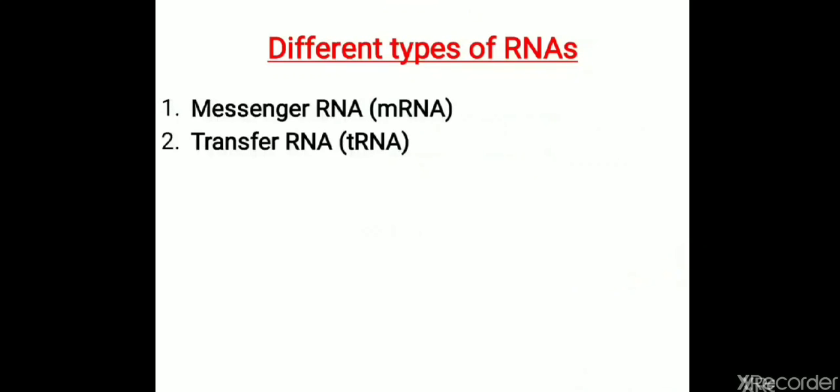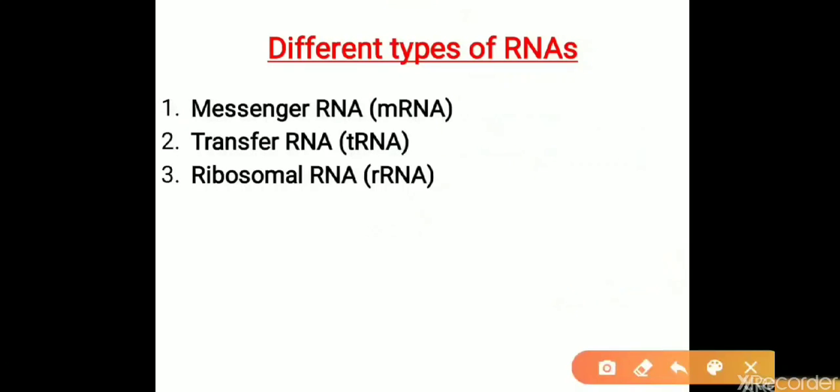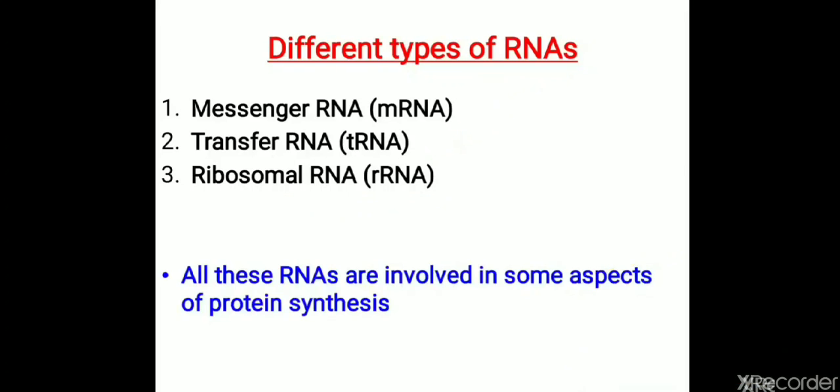Coming to the different types of RNA. There are three major types of RNA. One is known as mRNA or messenger RNA. The second one is tRNA or transfer RNA. And the third one is rRNA or ribosomal RNA. And all these types of RNA have some role in protein synthesis.